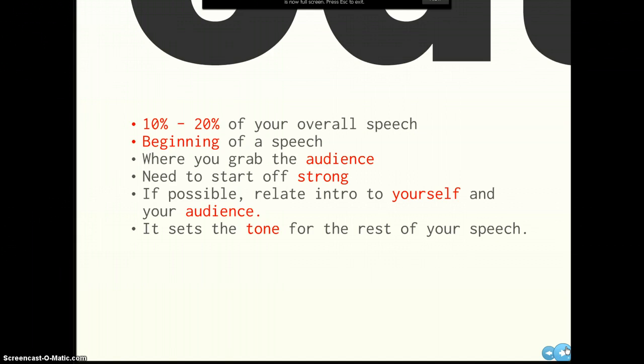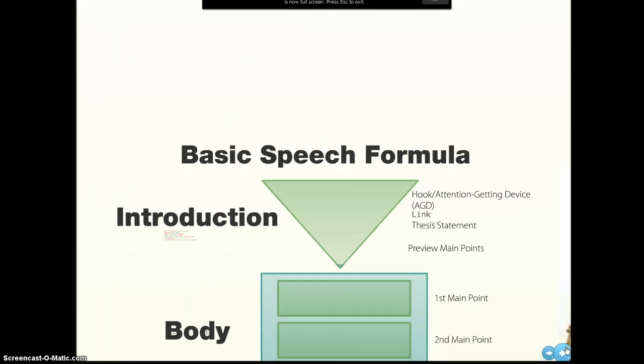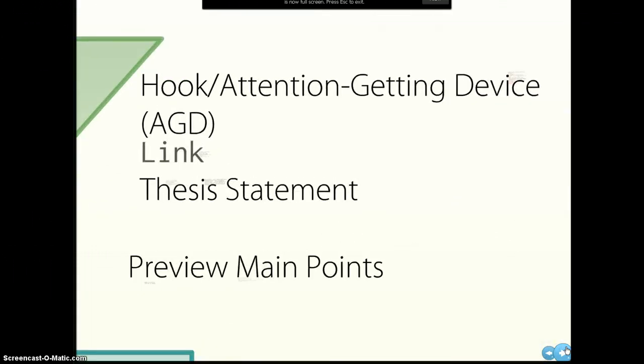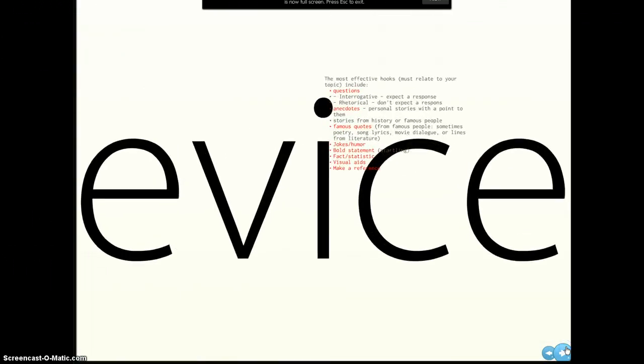Also, your goal in your introduction is to relate the information to yourself, to give you some credibility while you're speaking, and also to your audience, so they actually care about what you're talking about. In addition, it sets a tone for the rest of your speech. If your speech is going to be serious, silly, somber, whatever the mood is going to be, you establish that during the introduction. So there are 4 parts of your introduction. The first part is called a hook, or an attention-getting device.